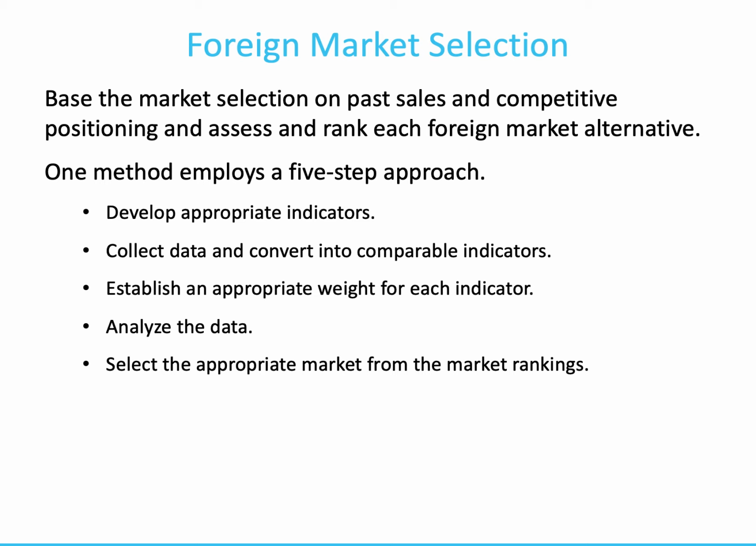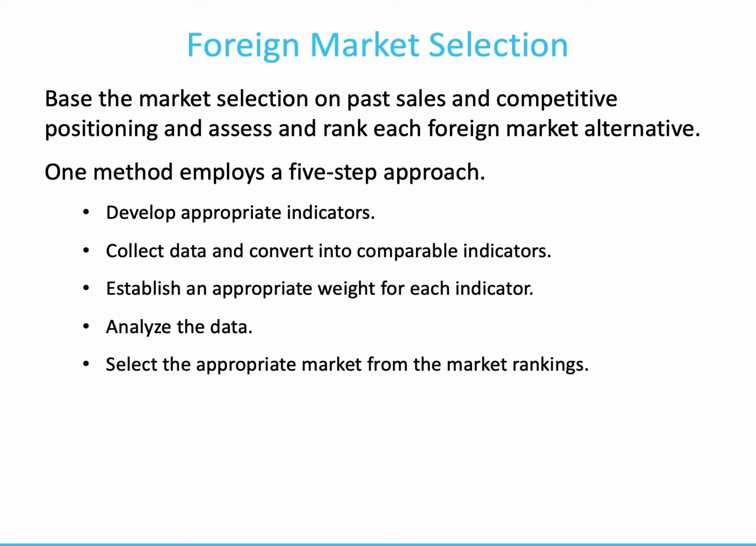One method employs a 5-step approach as follows. Develop appropriate indicators. So are we looking at growth indicators here, economics? Are we looking at politics? Are we looking at social aspects, etc.? Are we looking at technology? There's your PEST. Collect data and convert into comparable indicators, and this can help you differentiate between foreign markets that you want to enter. You can establish an appropriate weight for each indicator.